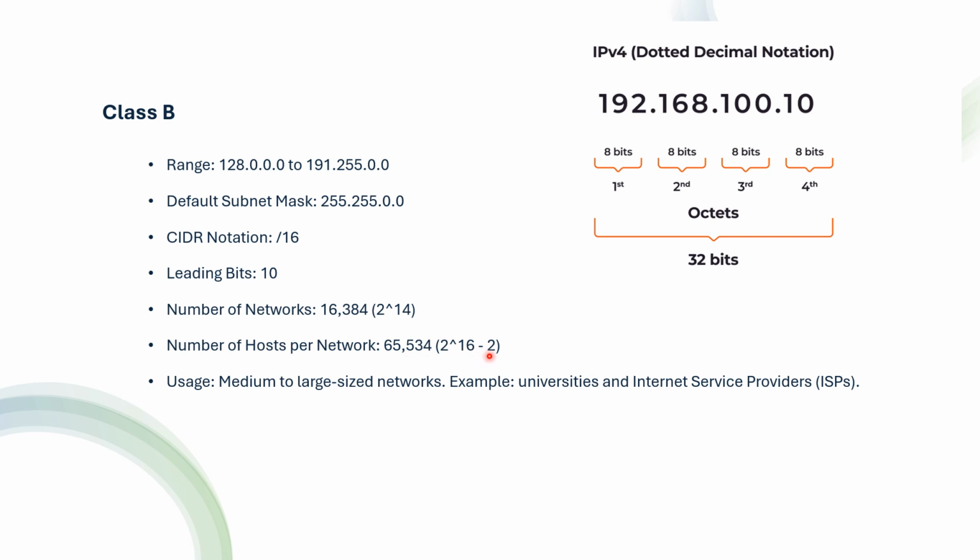Again, the minus 2 is due to what I had explained in the last slide: 0.0 is reserved for the representation of the network, and 1.1 is reserved for the broadcast. Since the network address is of 16 bits, the notation is /16. It's represented like this: the first two bytes are the network, and the other two are the host address.